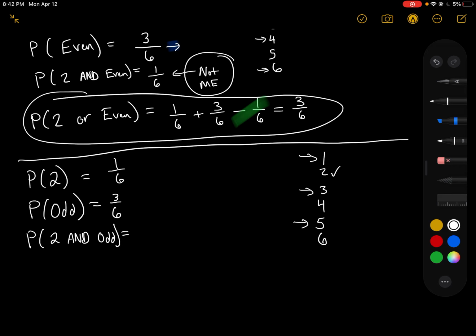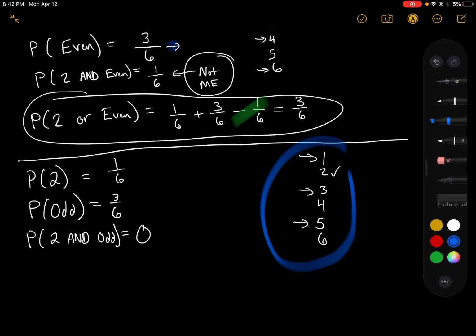So 3 of those 6 outcomes in this case are odd. So the last question here is, what if we have 2 and odd at the same time? Well, let's take a look. There is no intersection. 2 is not an odd number, so it's impossible to roll a 2 that happens to be odd. Just can't happen. So this is a 0 probability.